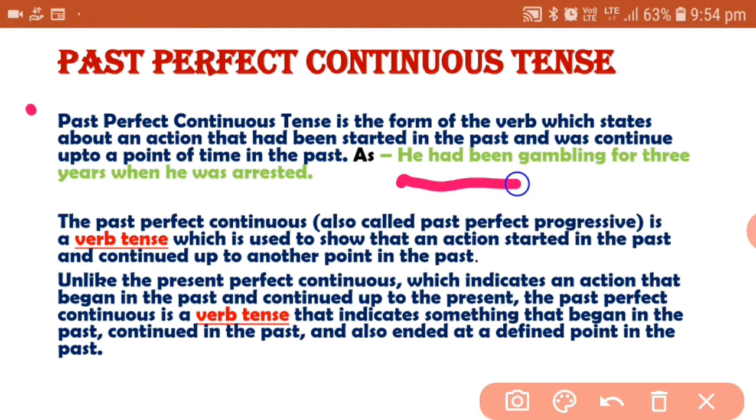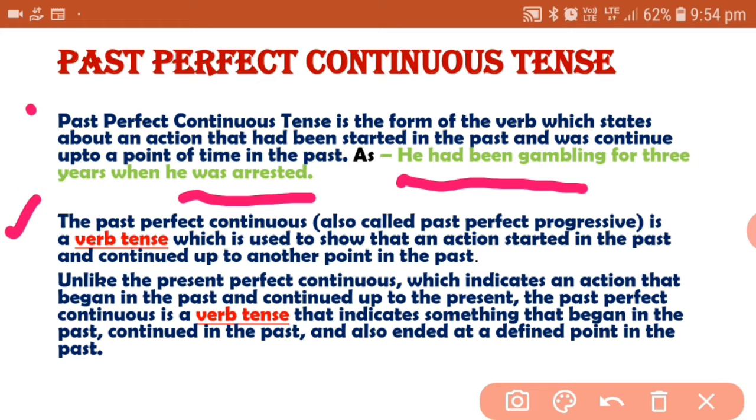Here he had been gambling for 3 years. It means the action of gambling was started in the past and it was completed at this point. You can check.